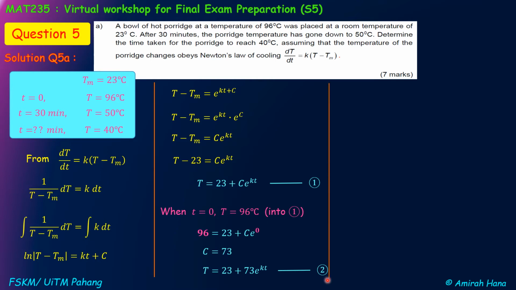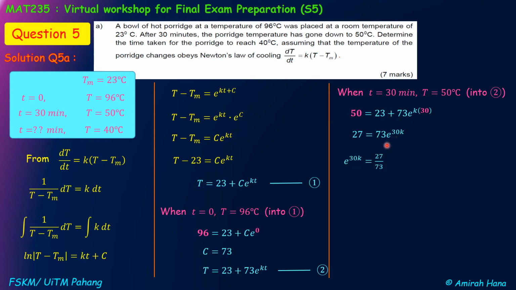After that, we use the second piece of information: when t equals 30 minutes, temperature equals 50 degrees Celsius. We substitute into equation 2. So we have 50 equals 23 plus 73 e to the power of k, replacing time with 30 minutes. After that, 50 minus 23 equals 27, which equals 73 e to the power of 30k.